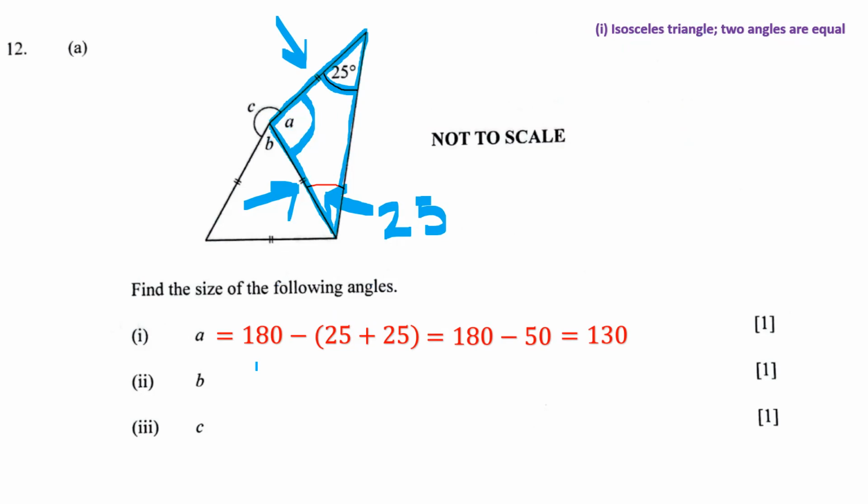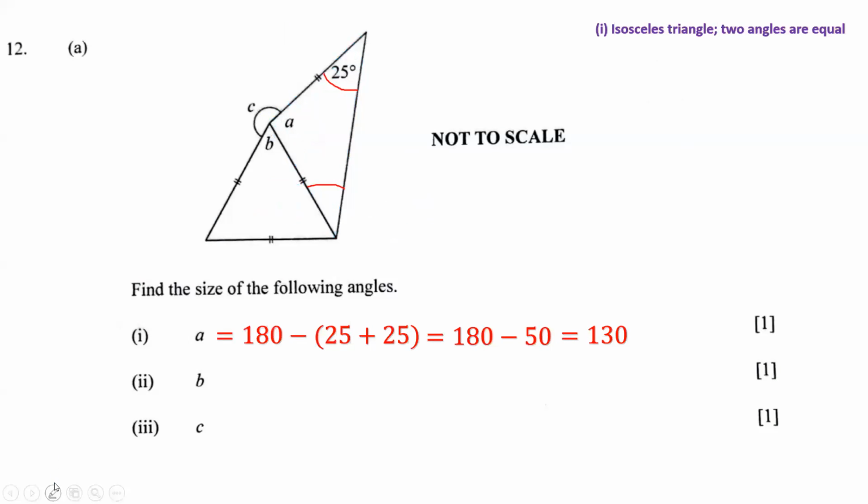Okay, let's move on to B. So for B, let's look carefully at what B is. Let me erase all ink. For B, we have another triangle. This is the triangle that B is in. If we look carefully, each one of these has a double dash, which means that all of these are equal in measure. That means that we're dealing with an equilateral triangle.